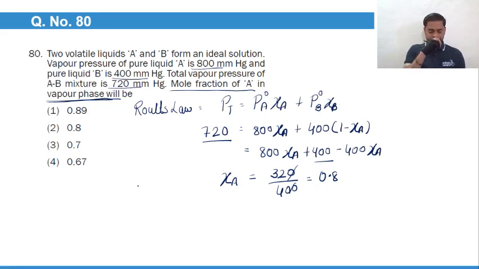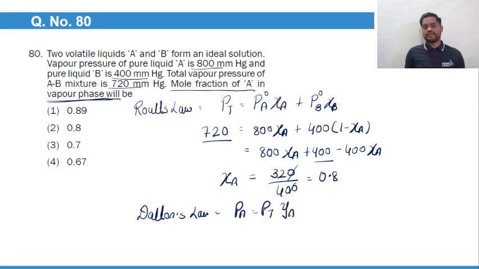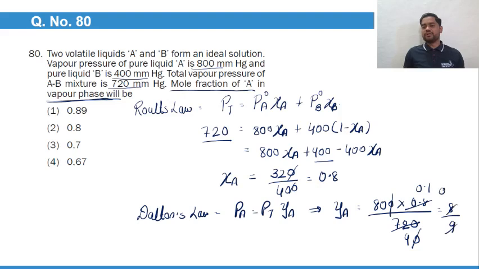By applying Dalton's law, we know that the partial pressure of A will be equal to the total pressure into the mole fraction of A. This time I am taking the mole fraction of A in the gaseous state as YA. So YA will be equal to 800 times 0.8, whole divided by 720. If you solve this, this is 0.1 times, and 9 8s are 72, so that is 90. So this will go and this will be 8 by 9, which is almost 0.9, as 9 9s are 81. So around 0.9 is option number 1. That will be the right answer.